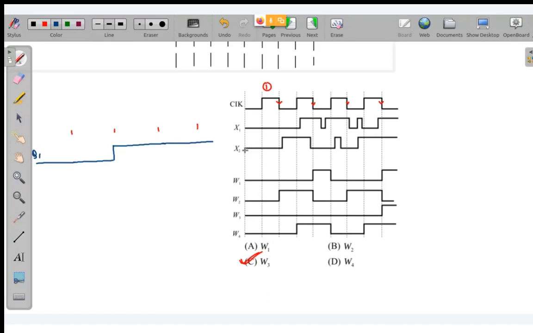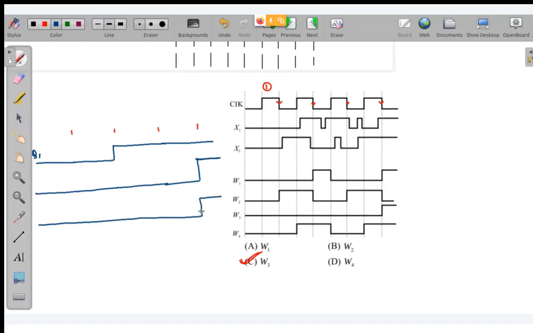Now look for Q2. At Q2, you can see that this is your first negative edge. Before that, you have 0. So this will be staying at 0. At the second negative edge, again it is at 0. Fine. At the third negative edge, again you have 0. At the fourth negative edge, you have 1 for the first time. Okay, so now multiply these two waveforms. You can see this will be 0, 0, 0, and at this particular point, you will have 1.